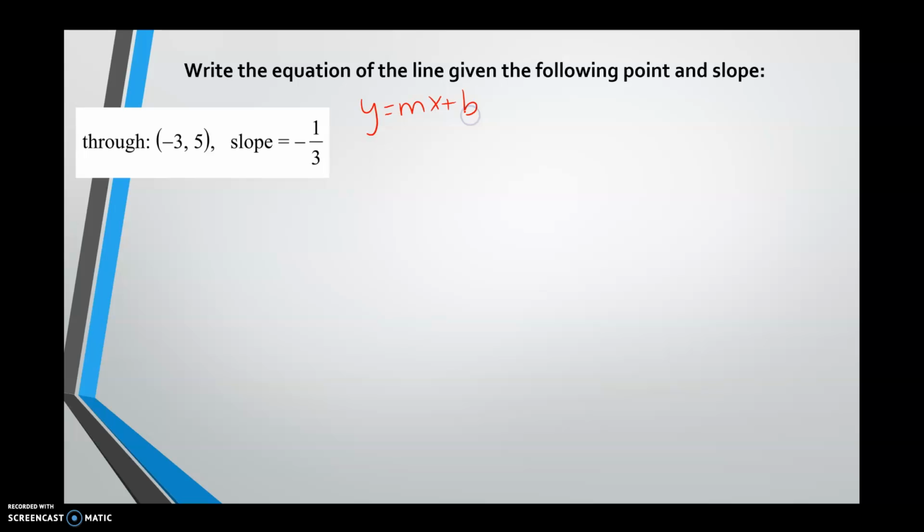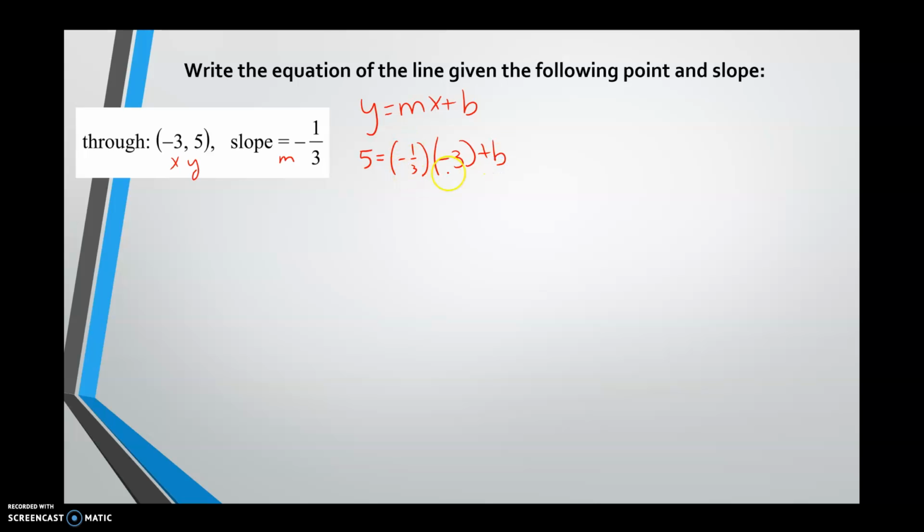So I'll solve it this way first. This is my x, this is my y, and my slope, that's going to be my m. So I'm going to replace all of these values. Instead of my y, it's going to be 5, and that's equal to my m, which is negative 1/3. My x is negative 3, all of this plus b.